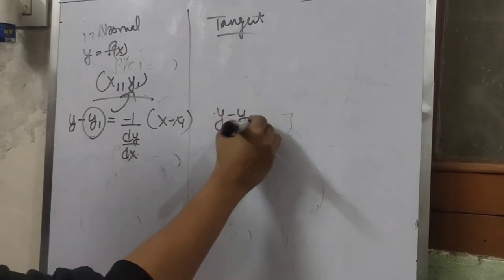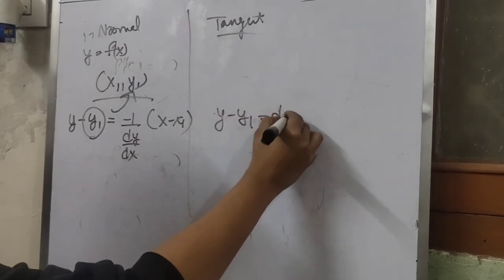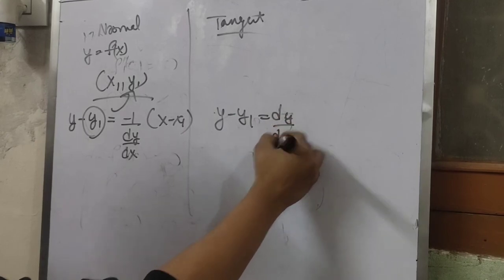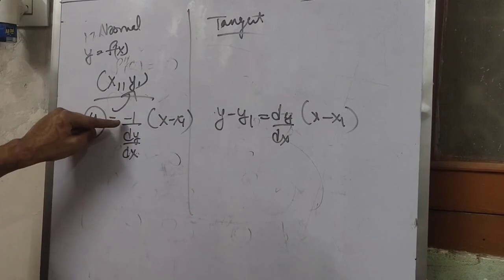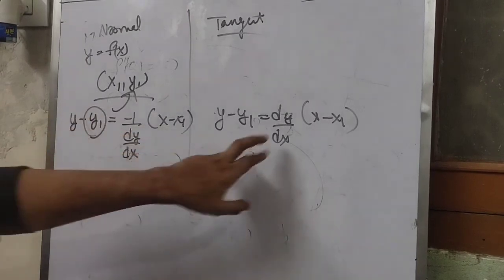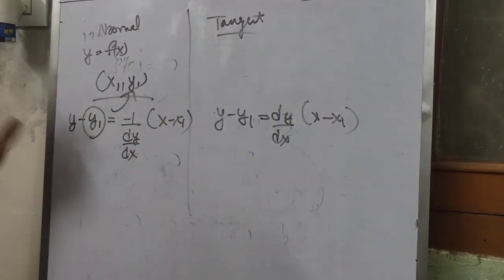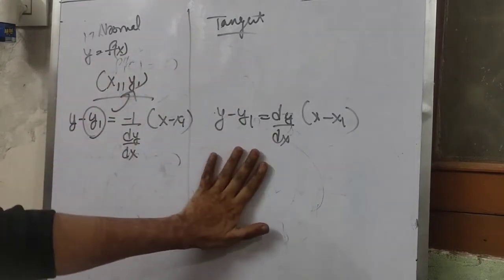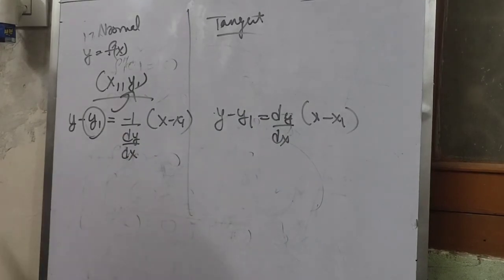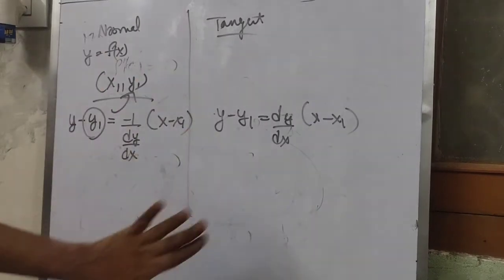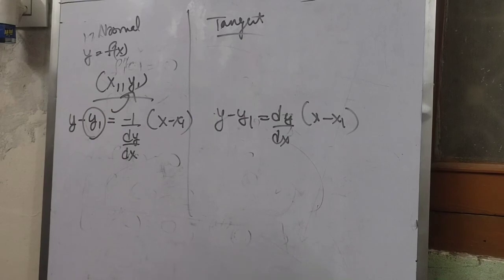For the tangent, y minus y1 is equal to dy by dx times x minus x1. You can see that here I did minus 1 upon dy by dx, but here I have dy by dx. This is the simple difference between the equation of tangent and normal. You will solve these equations and you will get the equation of the normal and the equation of the tangent. So that's all with this application of derivatives.